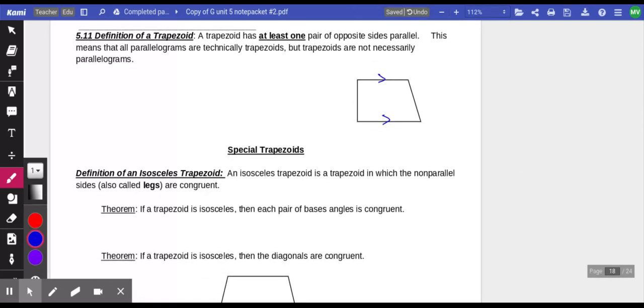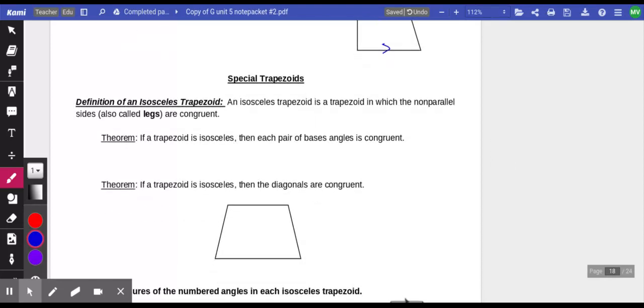Special trapezoids. An isosceles trapezoid is a trapezoid in which the non-parallel sides, also called the legs, are congruent. So in our trapezoid down here, these two sides are parallel, and then these two, called the legs, are congruent. If a trapezoid is isosceles, then each pair of base angles are congruent.